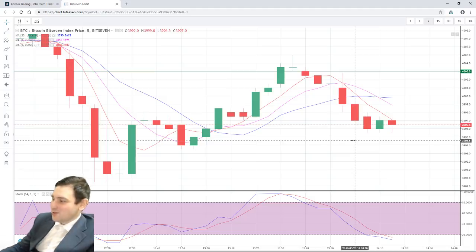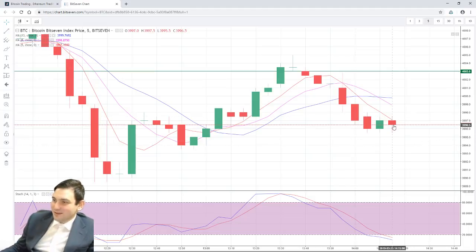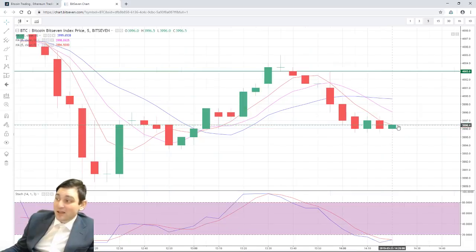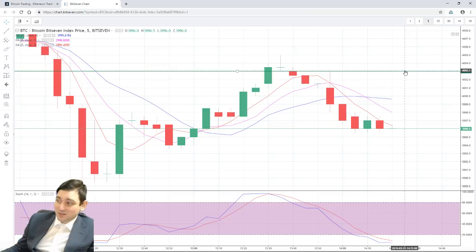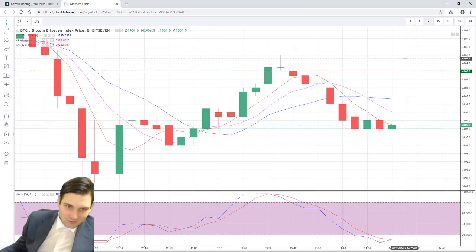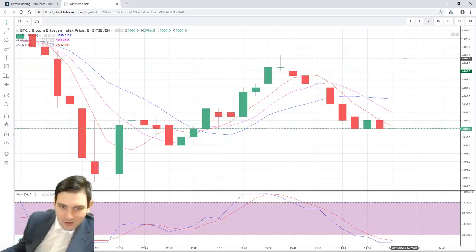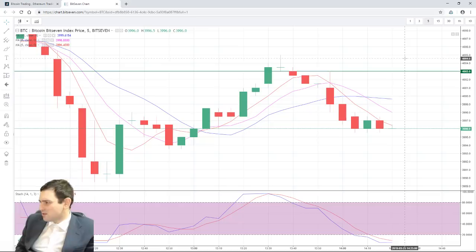What do you think? Should I sell at this level and fix my loss, or should I wait until the price gets to at least the initial level? 3,200.